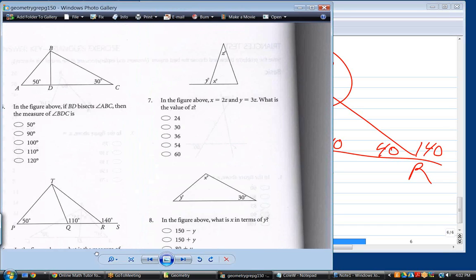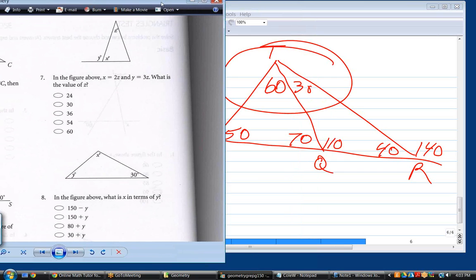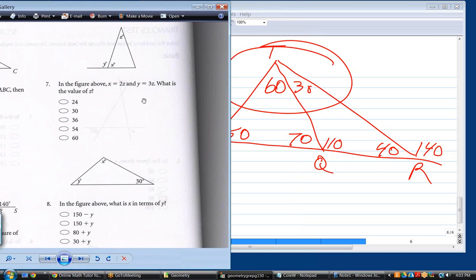All right. That's probably a good place to stop. We can pick up at number 7 next time.